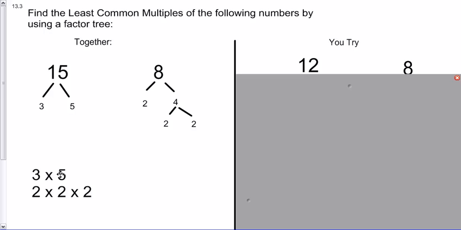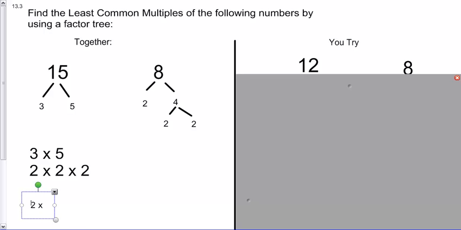Now, how in the world do I use these numbers to find the least common multiple? But here's what I do. I find where's the largest number of 2's. Well, the largest number of 2's is right here, so 2 times 2 times 2. Where's the largest number of 3's? Well, they're right there, so times 3. And where's the largest number of 5's? Well, it's up there. There's 1 5, so times 5.